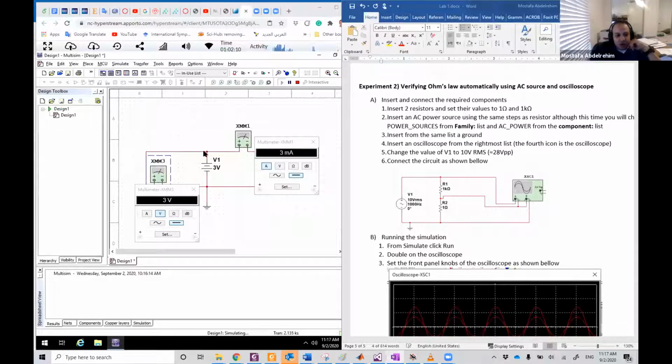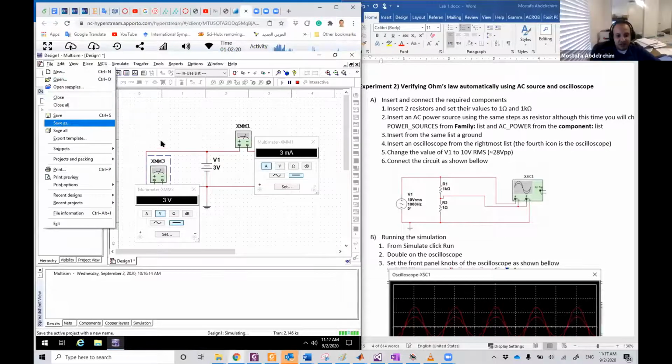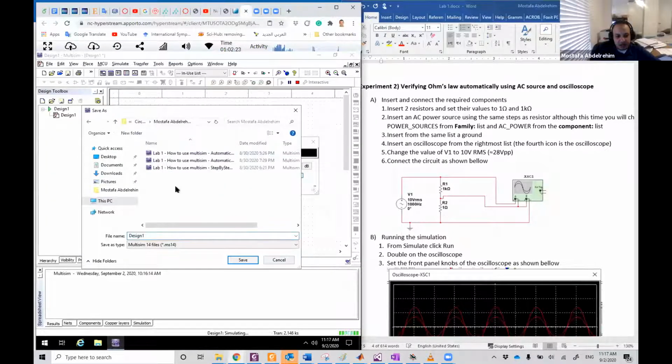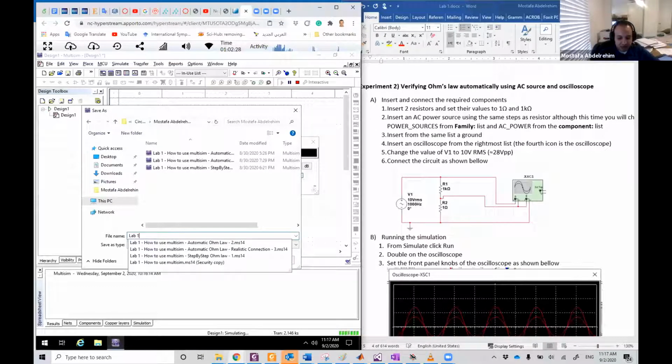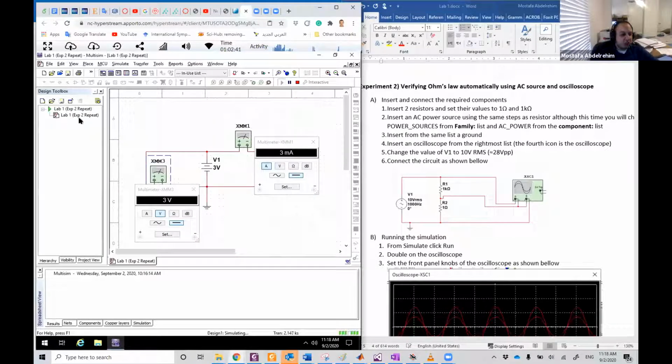Okay, so let's save this. Okay, that's fine. Let's save it. Save as. And here let's say lab 1, just x1 repeat, just to differentiate between the ones that I have and this one. And once you do this, it will change by itself. Okay, that's very nice.